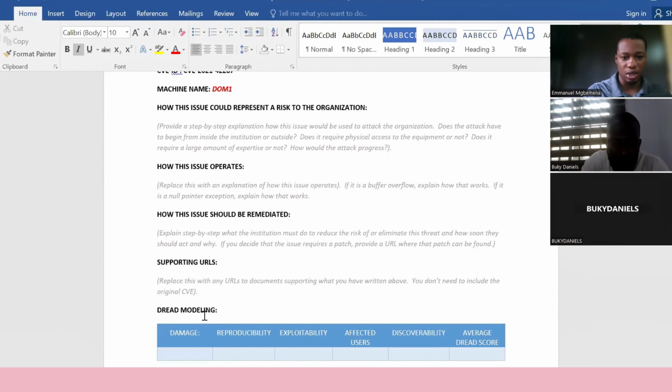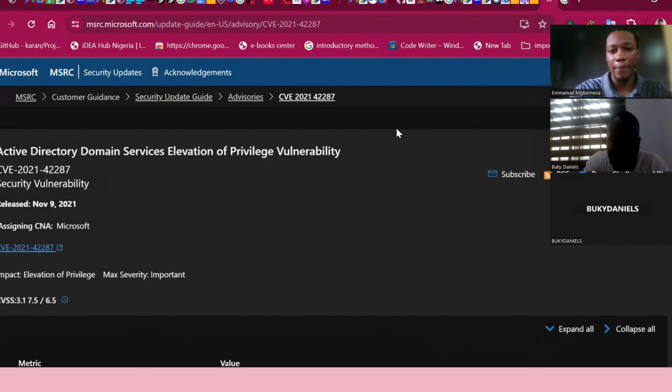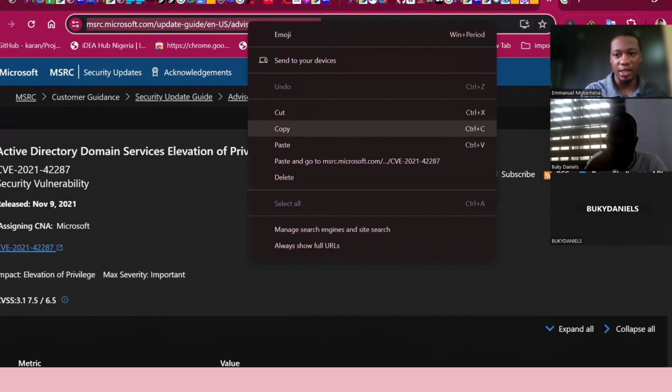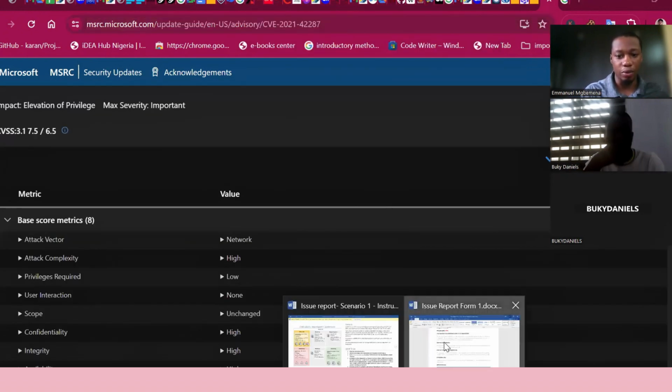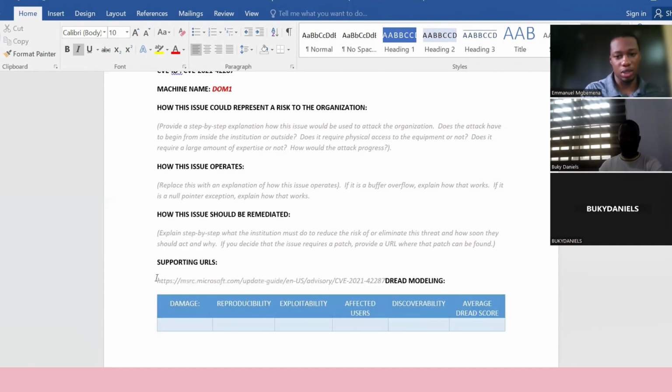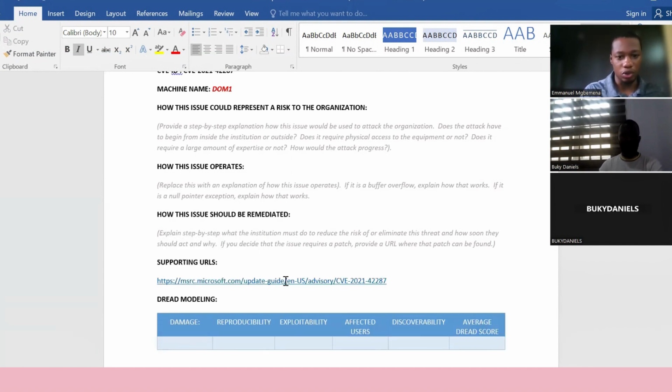Okay, so it's DREAD modeling. So let's check DREAD modeling. I think the supporting URL should be this MSRC. Yes, so this should be the supporting URL, or one of the supporting URLs that will help give more information about how to patch it. So again, it could be more than one URL, but it said URLs. So now DREAD modeling. So this is the model.